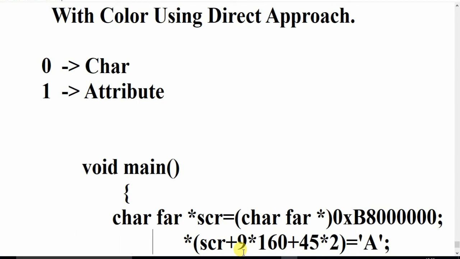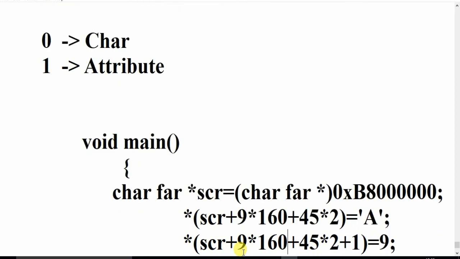Where do you want to write this? The 9th row, starting from row 0. So 9 into 160 takes it to the 9th row's beginning position. But here you want to write in the 45th column of that row, so 45 into 2 gives the 9th row's 45th column. 45 into 2 is the 90th position. The 90th byte is for writing the character. The next byte is for setting the attribute.